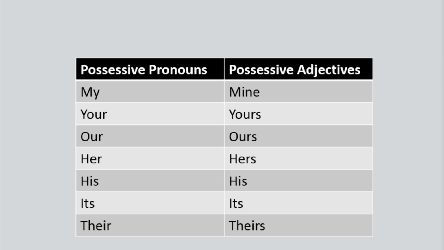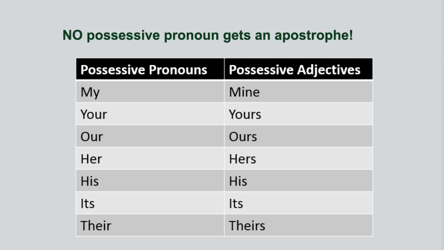So then we have our possessive pronouns and adjectives. And remember, a pronoun replaces a noun. So it's actually interesting because if you looked on this list of possessive pronouns, none of them get the apostrophe. And that's a really good rule to remember. Many people get confused with it's versus its, and they get a little bit stuck.